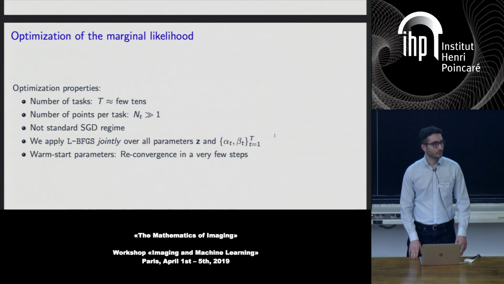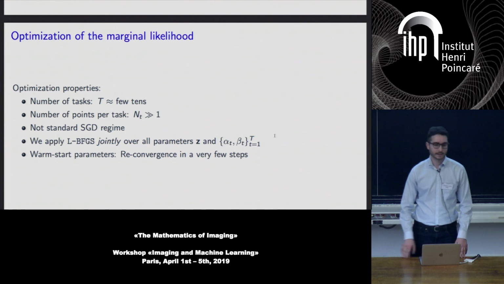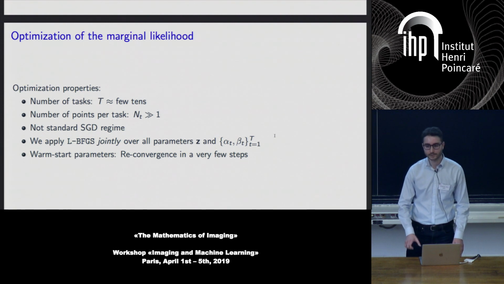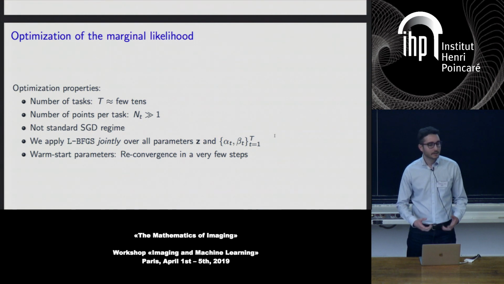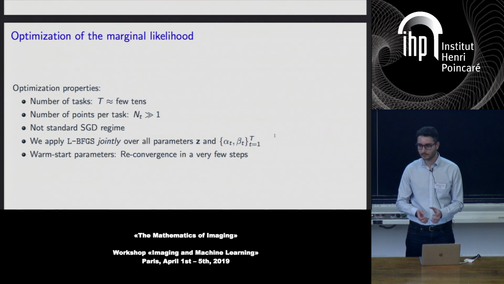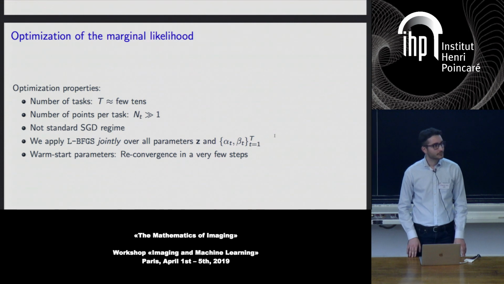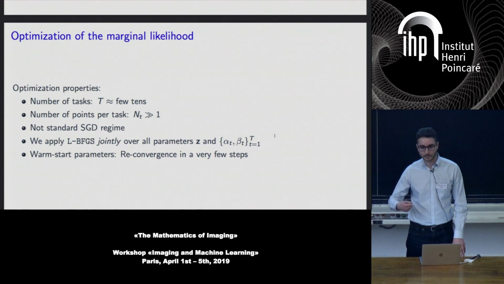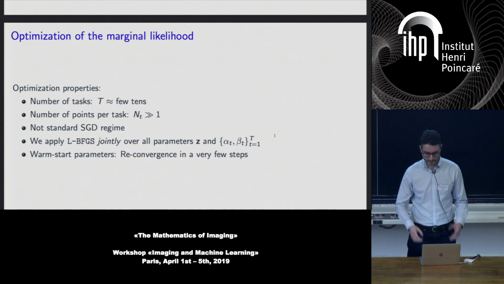In practice, what are the optimization properties of this algorithm? As I said, it doesn't scale cubically in the number of observations, but it scales cubically in the D, the feature space dimension. And typically, we will have T, a few tens of tasks, and we will have a number of points for each task, which is very large. To optimize these parameters, we use LBFGS to jointly learn all hyperparameters Z, alpha, and beta. And as we go along in the optimization, the convergence of LBFGS is pretty quick because it's warm started with the current state. So we are able to use LBFGS and still scale to a very large number of observations.